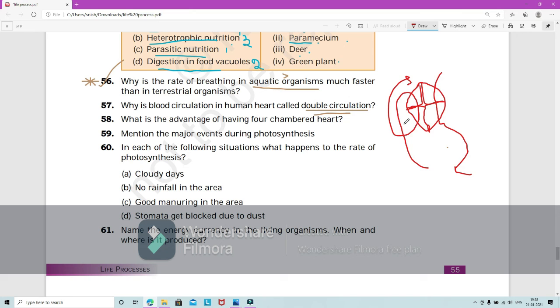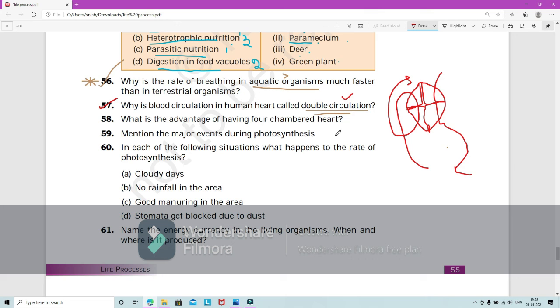Here, can you note something? The arrows are going twice into the heart. That's a simple definition you can give for double circulation: the blood is entering the heart twice. It's entering and leaving. So this is the reason why it's called double circulation. So it is done. Next, what is the advantage of having a 4-chambered heart?